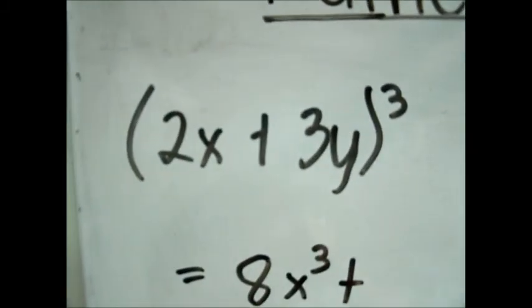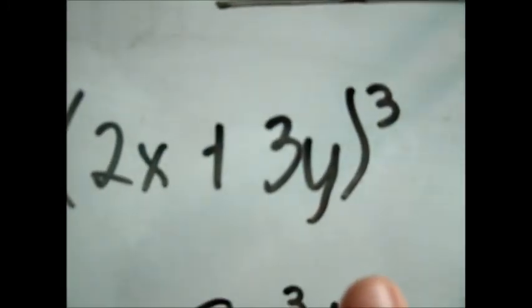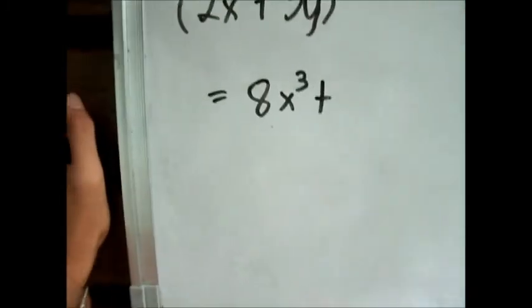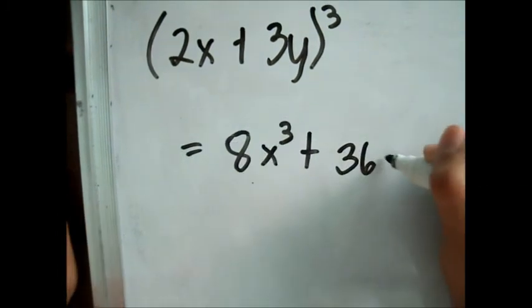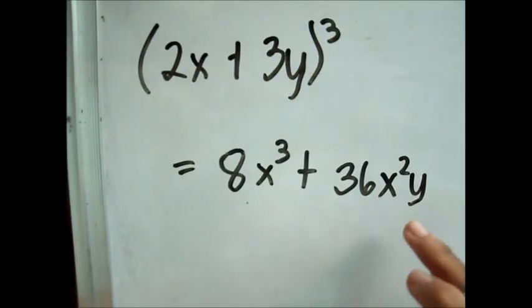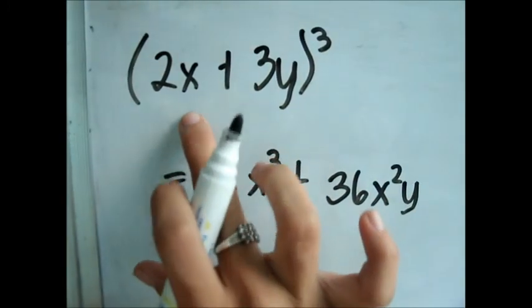The second thing you will do is square the first term, multiply it to the second term, then multiply it by the exponent 3. The answer will be 36x squared, because you squared the first term.